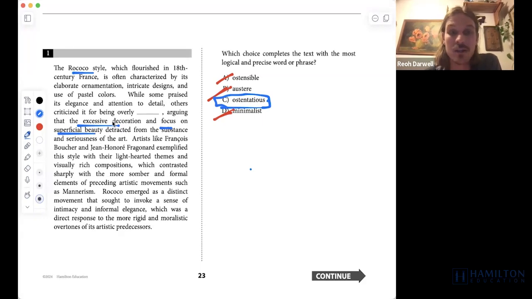So ostentatious being excessive decoration and superficial beauty, it's perfect. If you're missing this, you probably just don't know what two of these words mean, meaning you're going to do a 50-50 guess. Better to know what all of them mean. So study that vocab.